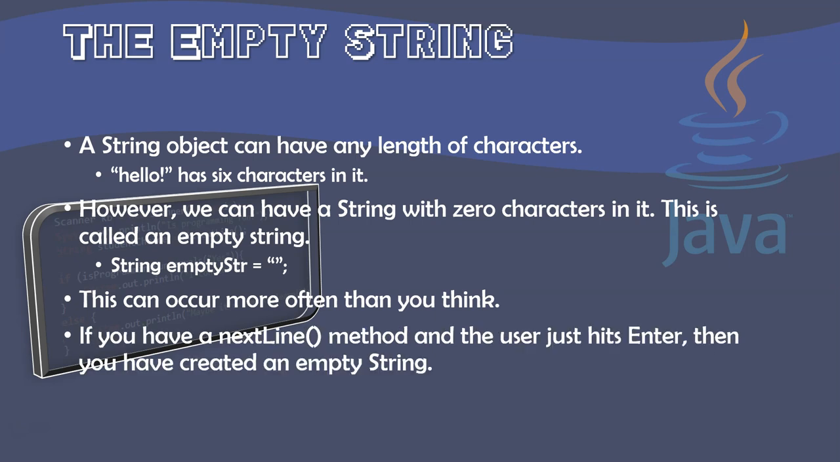For example, if we do a nextLine method and the user just hits enter, we would just create an empty string. And technically, if we do a System.out.println with nothing in those parentheses, we're actually printing out an empty string. We just don't see it because there's nothing there to be printed.